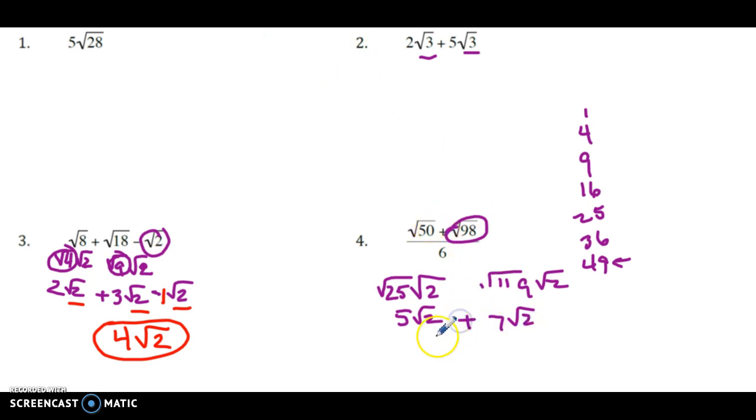And so I'm copying down that plus. I'm going to put it all over 6. So you're going to finish this up by adding 5 and 7, keep the square root of 2 there, and 6, and then you'll have to do a little simplifying.